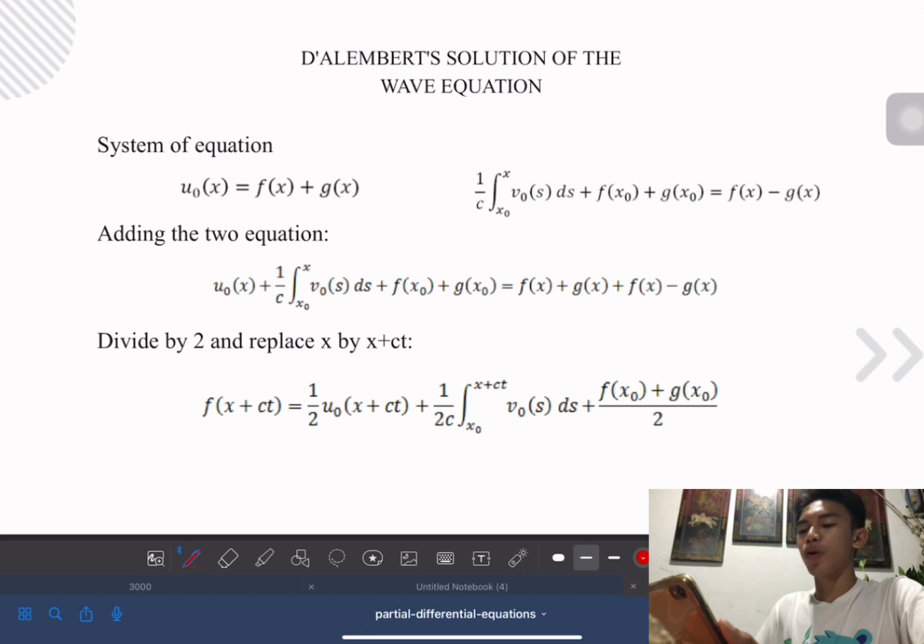Equations 1 and 3 are both in terms of the unknown f of x and g of x. So we are going to solve the system of equations. This is equation 1 and this is equation 3.